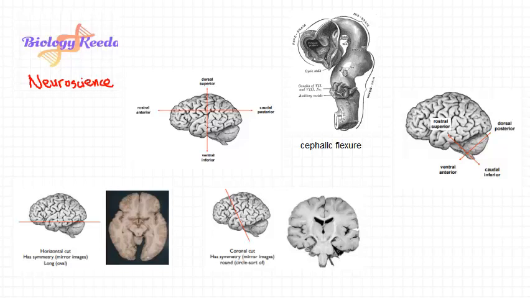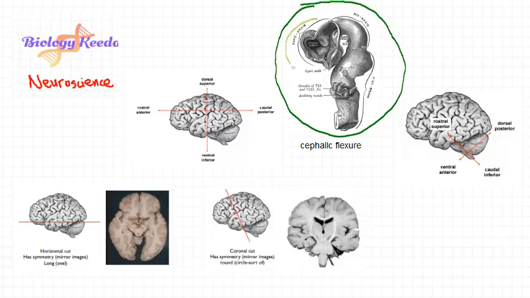So this is a human brain over here, when an organism is developing as an embryo. As you can see, the frontal part of the brain is the forebrain, there is a midbrain over here, and this is the hindbrain over here. The most important point I want you to understand from this slide is the relative position of the brain parts.